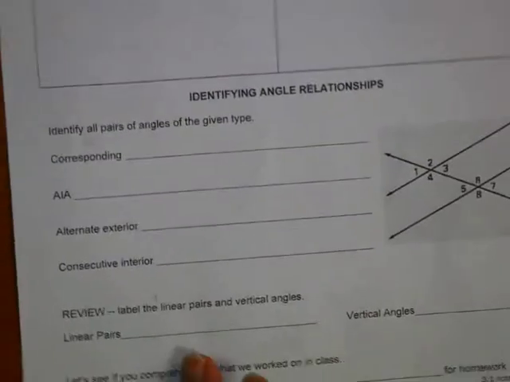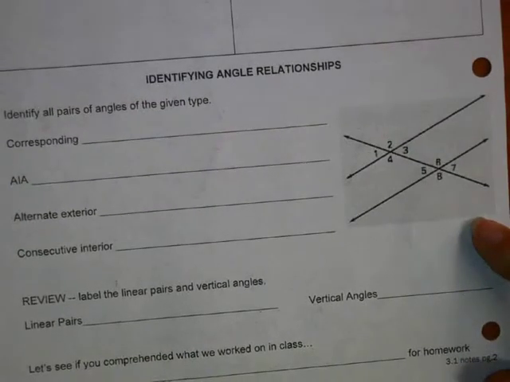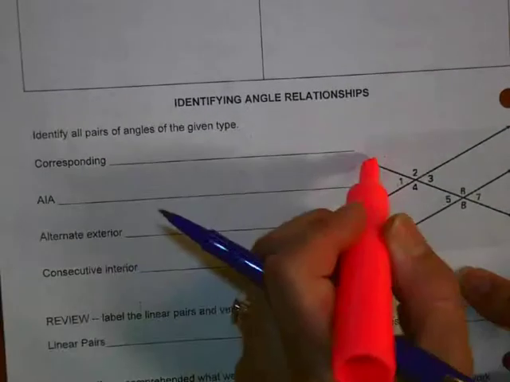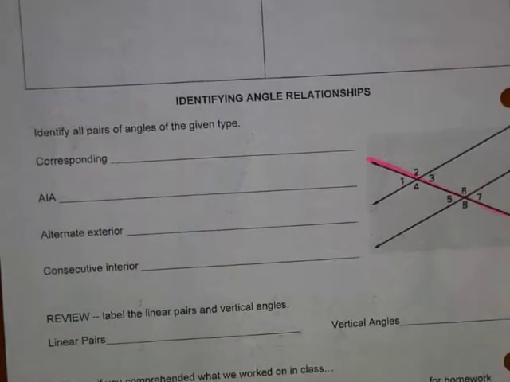Okay, corresponding angles. Identify all the pairs of angles of the given type. Corresponding. So start looking. There's 4 pairs of them. But I think maybe it'd be helpful if you want to. Where's the transversal in this picture? Right. It's the one line that goes through, right? That's the transversal. Okay? So the angles are based off of that location.